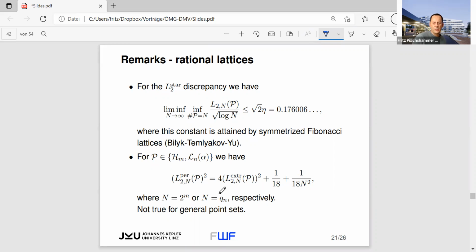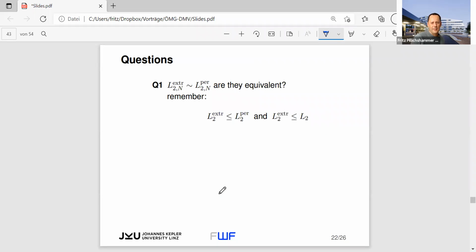So several questions remain, and I state here two of them. The first question is about the relation between L2 extreme and L2 periodic discrepancy. In particular, are those two types of discrepancy equivalent? Remember, we know L2 extreme discrepancy is bounded by L2 periodic discrepancy, but can we bound also L2 periodic discrepancy by some constant times L2 extreme discrepancy? That's one of our questions that we couldn't solve so far, which is still open.